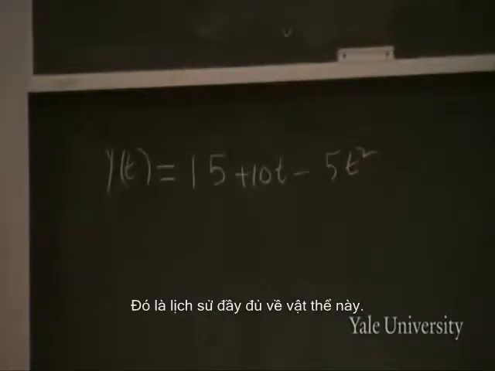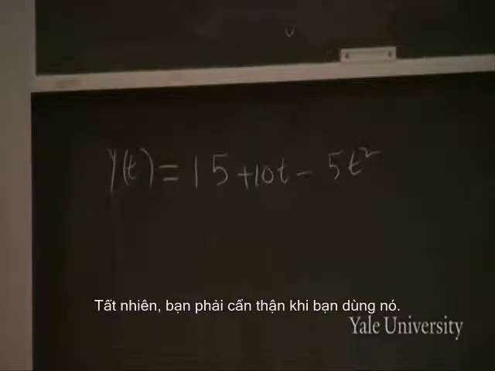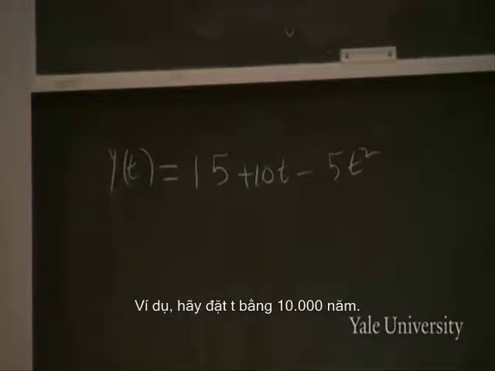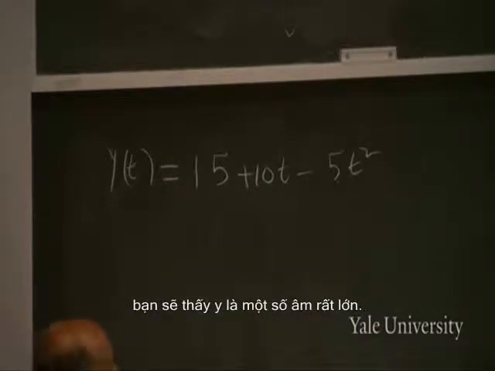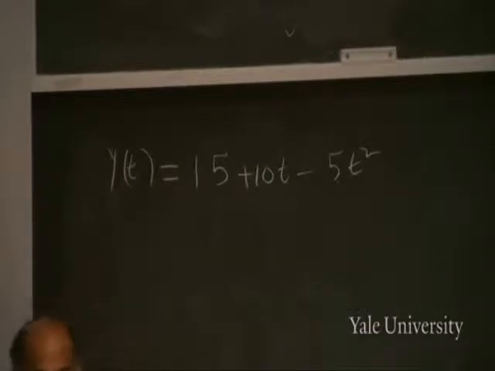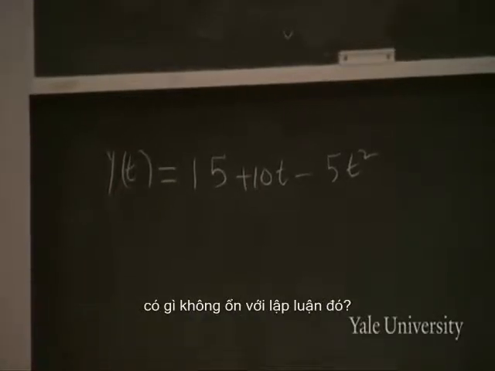That is the full story of this object. Of course, you've got to be a little careful when you use it. For example, let's put t equal to 10,000 years. What are you going to get? If you put t equal to 10,000 years or 10,000 seconds, you're going to find y is some huge negative number. Now, is that right, or what's wrong with that reasoning?